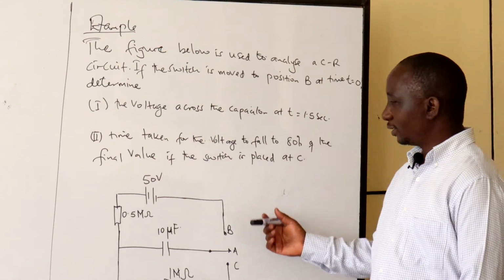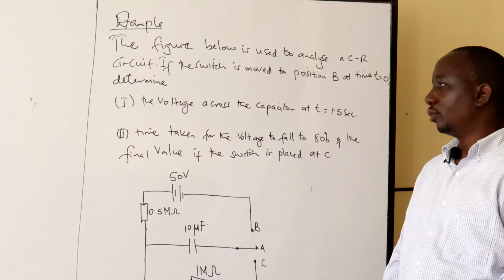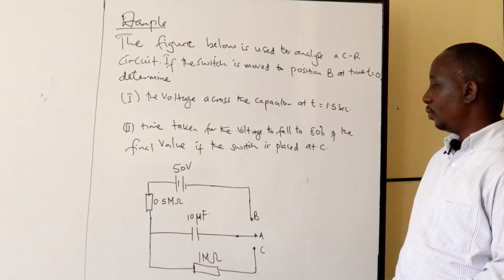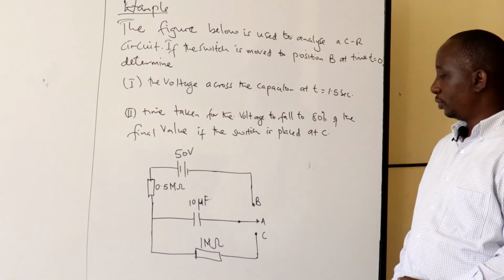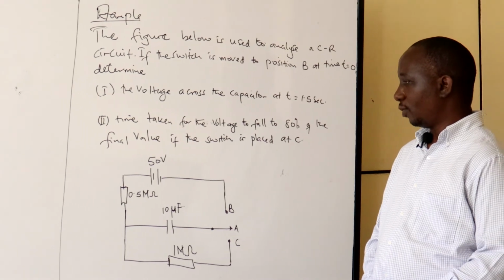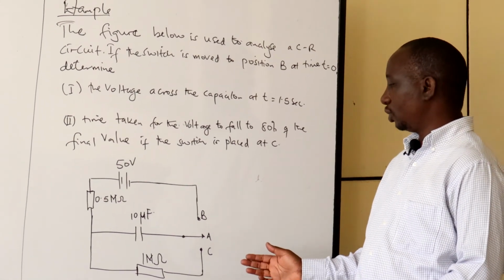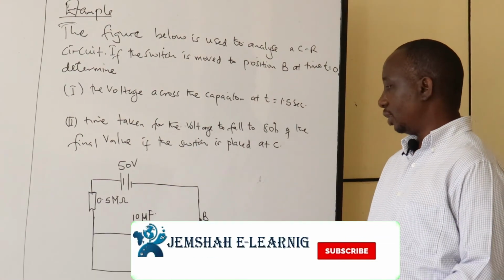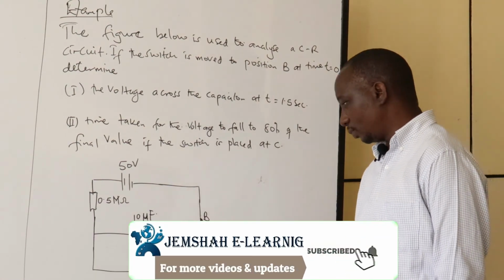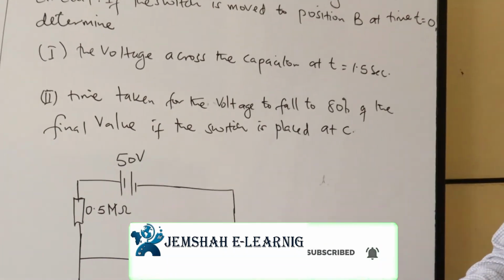So this is an example of a circuit that employs both charging and discharging. Look at these conditions: we have been given the position of the switch, and we are asked to find the different values, first when the switch is connected to terminal B, and also another instance when the switch is connected to terminal C.